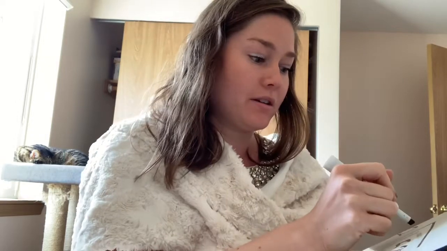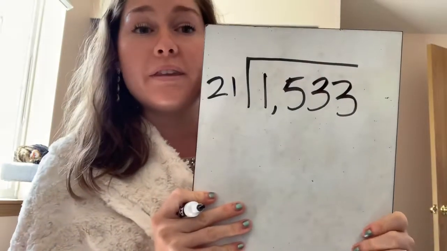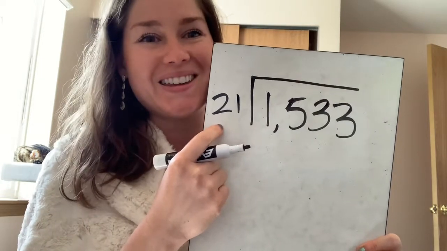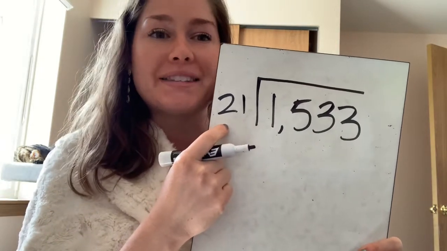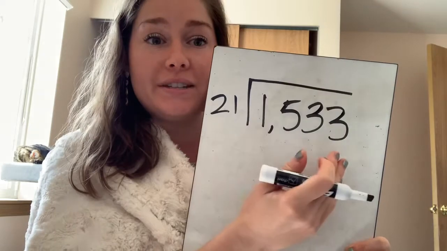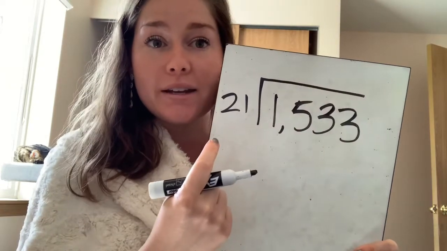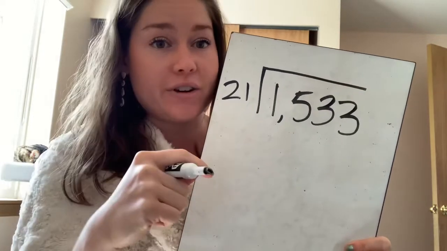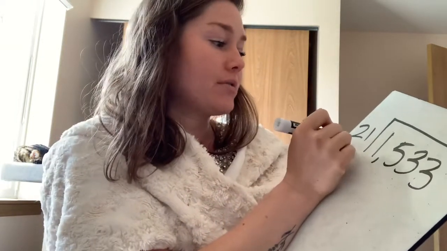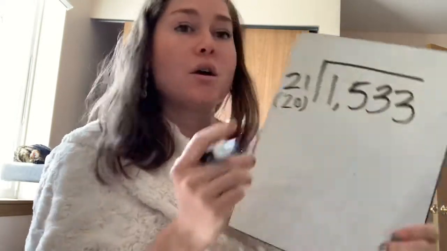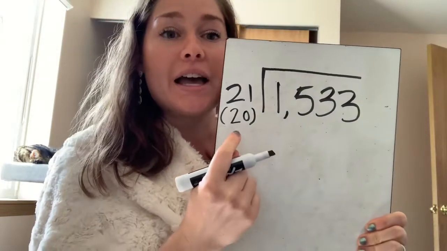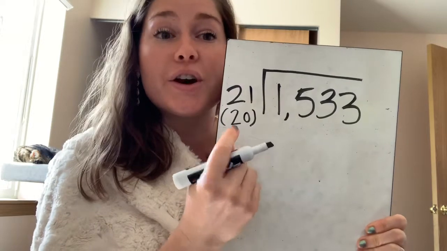So we have 1,533 divided by 21. With our double digit divisor here, sometimes it's not easy to estimate how many times it goes into your dividend. So 21 is something I can round. I can round 21 down to the nearest 10, which would be 20. I'm going to write 20 below 21 to show that I rounded down.